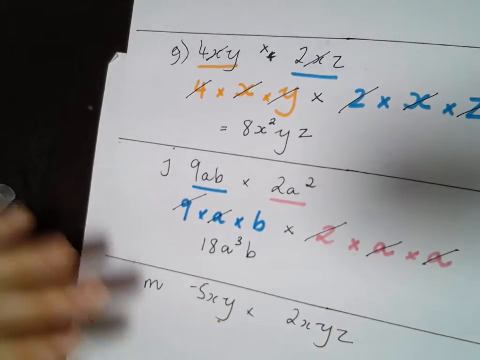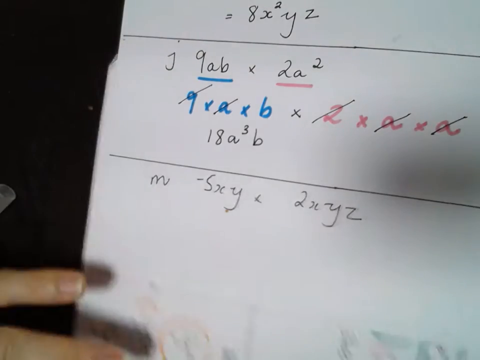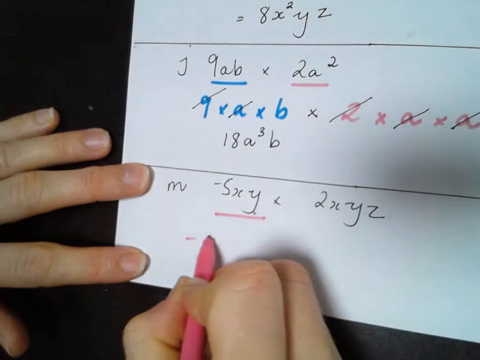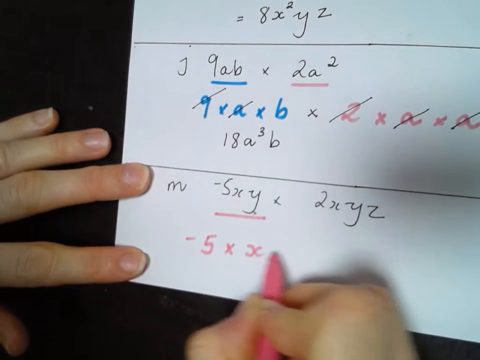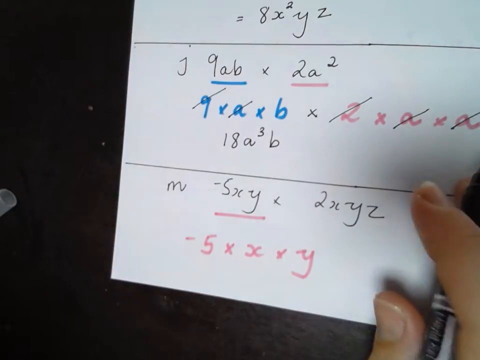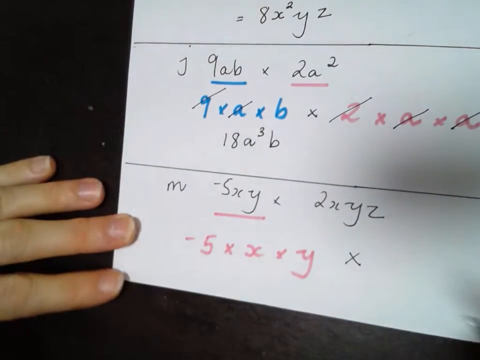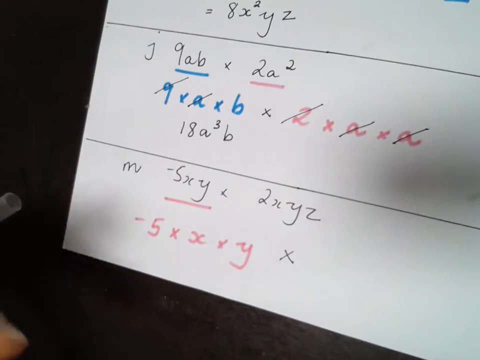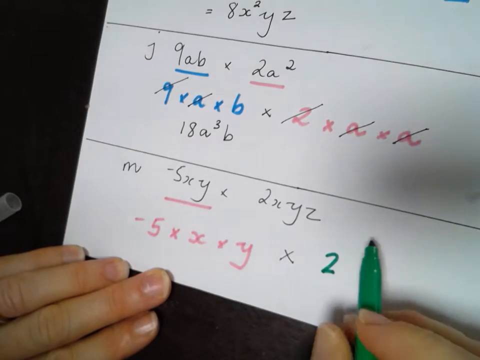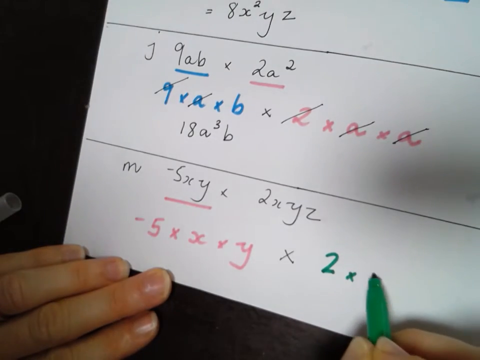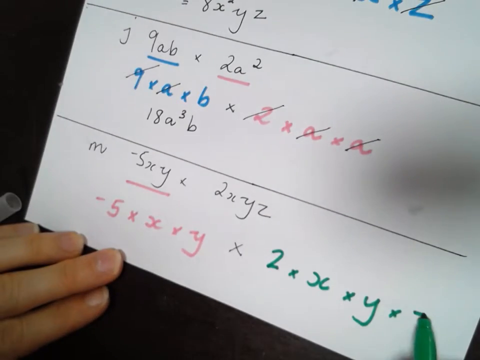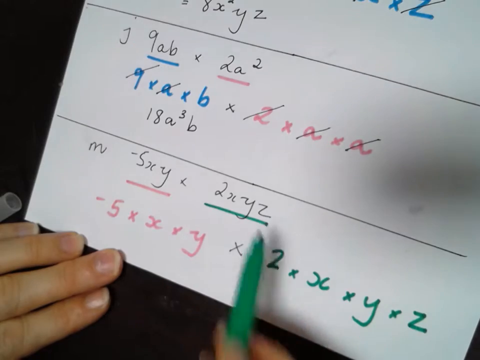Okay, last question is a good one. It goes back to our rules of negative numbers and integers. So we've got negative 5 times x times y. So even if you in the test forget the rules of integers, if you write this line of working out, it shows me that you understand some of the processes of this question. 2 multiplied by x multiplied by y multiplied by z is that.